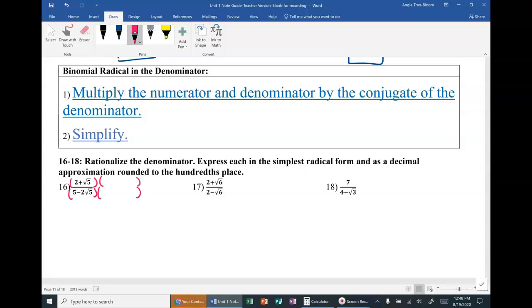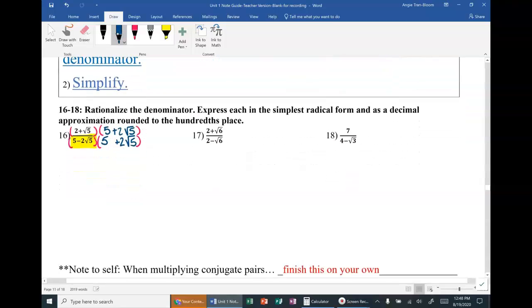Okay, so the conjugate of the denominator, only the denominator, the only thing that we're going to change would be the sign in the middle. The denominator has 5 minus 2 rad 5. So I'm going to change that sign immediately to plus. So it's now really 5 plus 2 rad 5. What you multiply to the denominator, you have to multiply to the numerator. And then FOIL. Ready? On the top, 2 times 5, that's 10. 2 times 2 rad 5, that's going to be 4 rad 5.